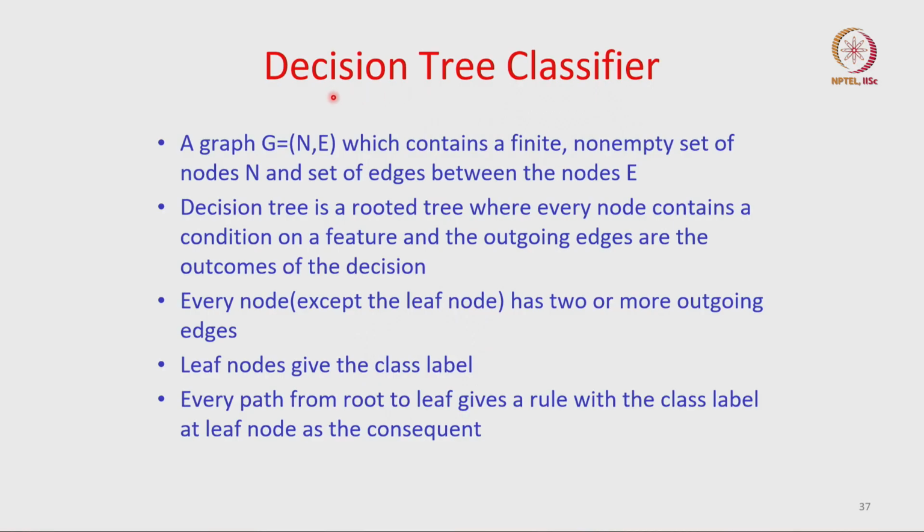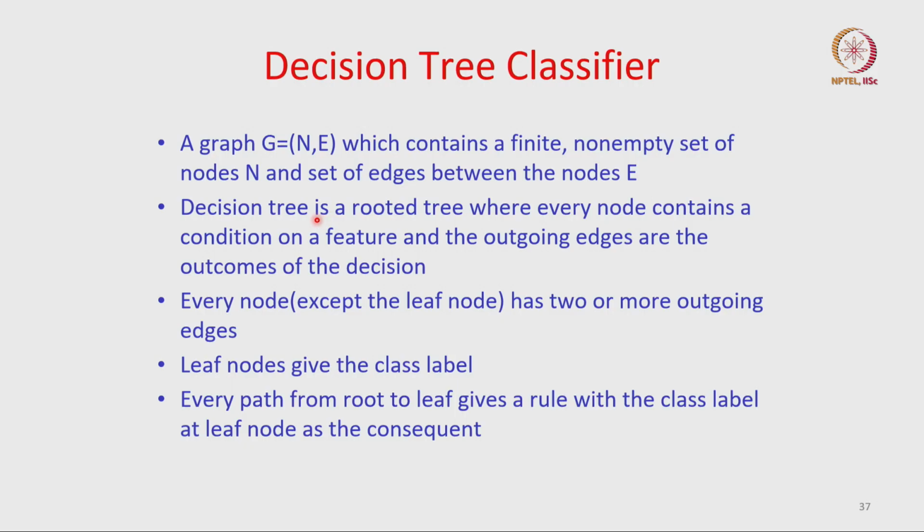We will continue on the learning algorithms. So, the next classifier we are going to study is the decision tree classifier. What we have is a graph here, a graph which consists of nodes and edges, and it is such that there is no cycle. So, what you get is a tree basically. And it is a rooted tree which we are talking about.